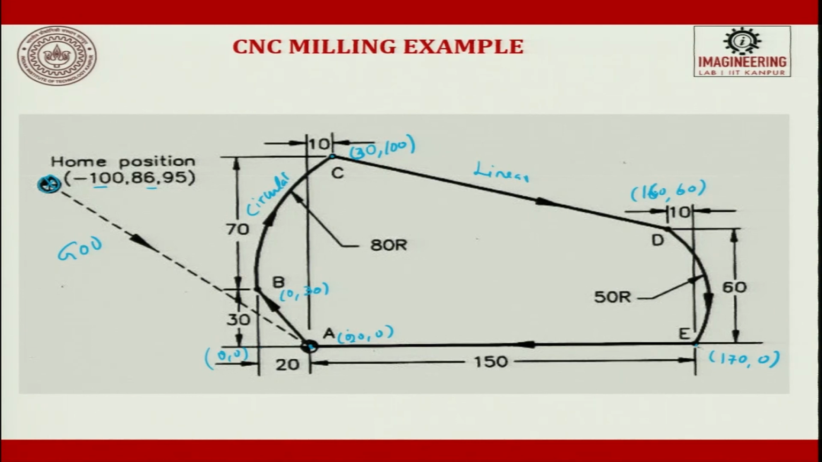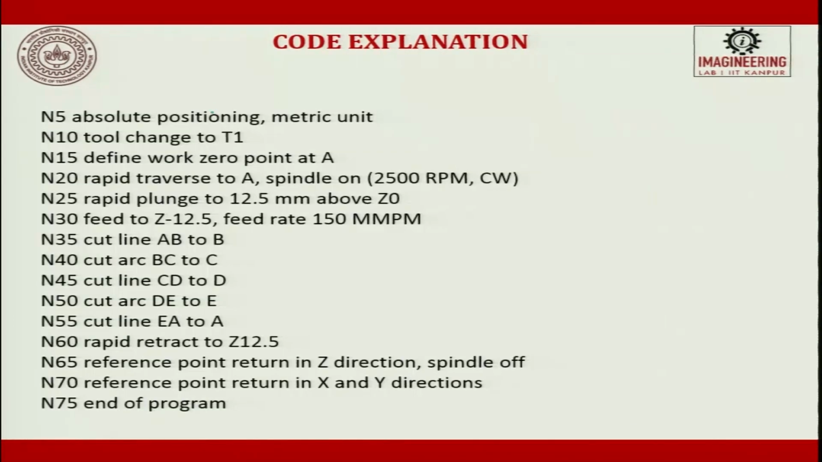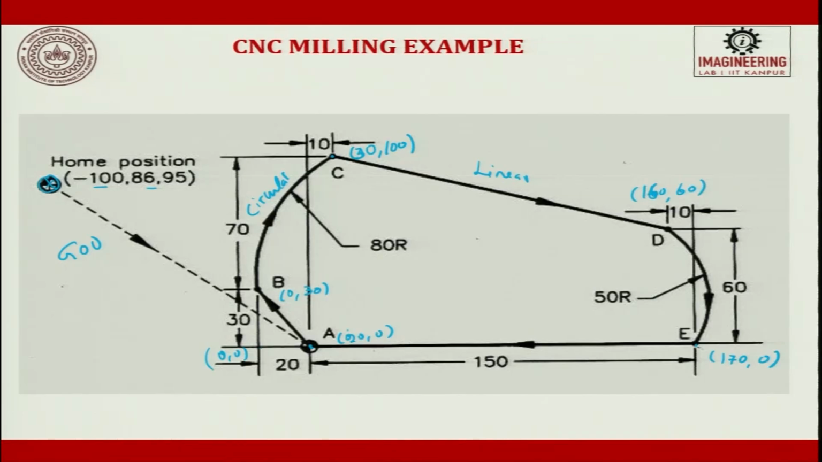So, let us see the sequence of operations. For this part you will write the program and you will submit. So, when we look at the sequence, N5 is absolute position, so G90 and metric units have to be used. Then next is call for tool 1, then define work 0 at point A. So, if you want to define the point at A, you can make this as 0 0 or you can try to make this point as 0 0.